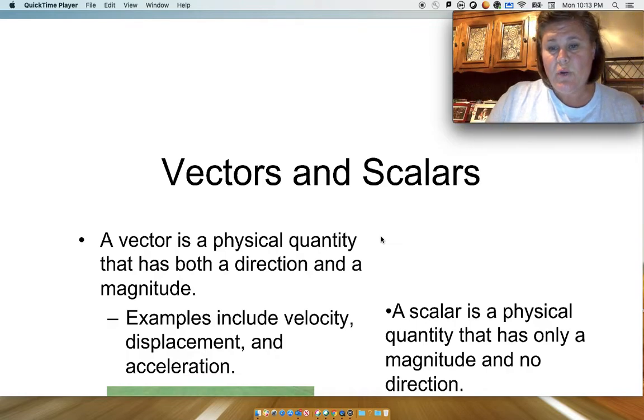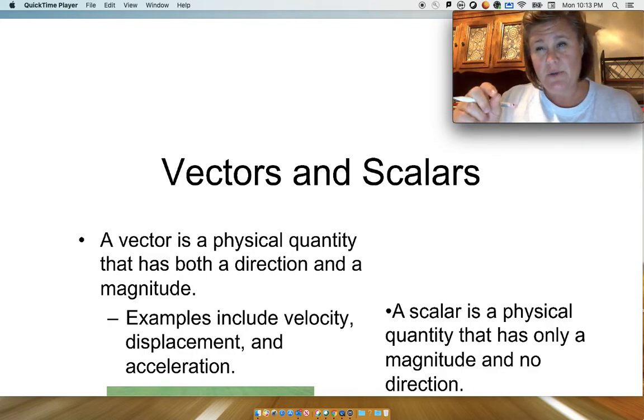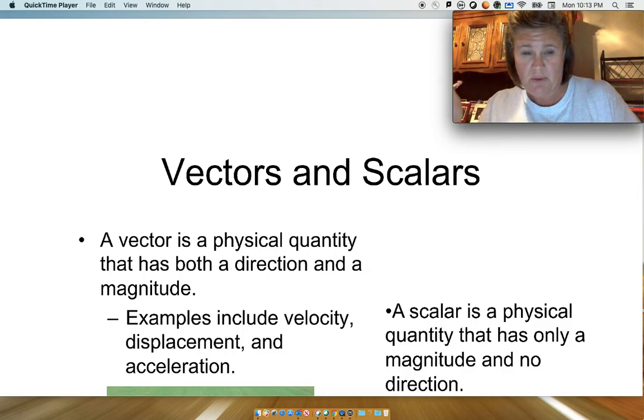Okay, so we're going to be looking at vectors and how to add vectors that are in the same dimension, but we're also going to be looking at how to add vectors that are in two different dimensions, like the x and y, because we're getting into two-dimensional motion.